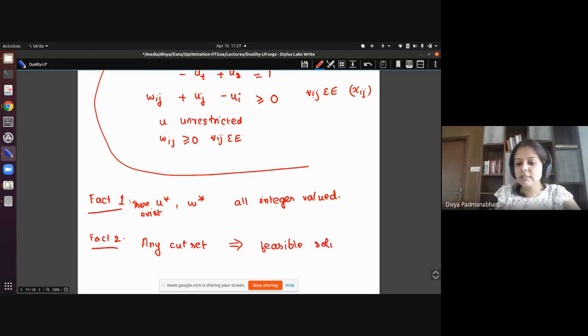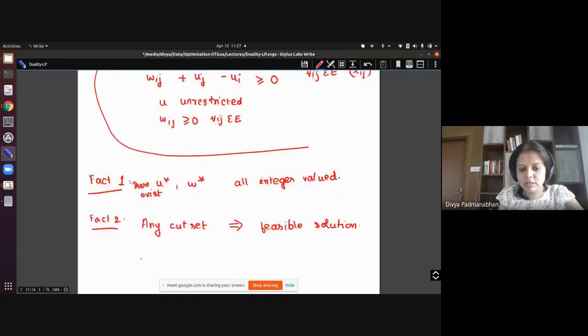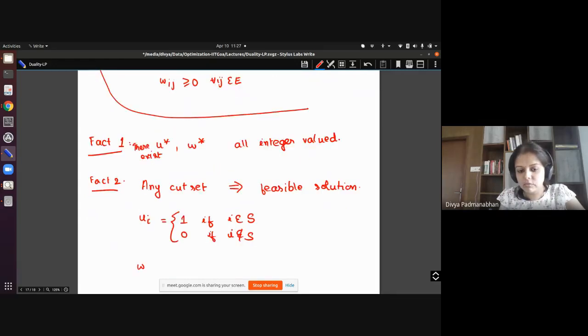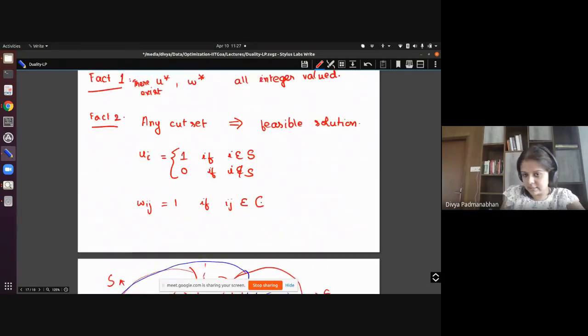Each cut set you take corresponds to a feasible solution. To show this, I'm going to use this representation where ui is equal to 1 if i belongs to the set S and 0 if i is not in S. And wij is equal to 1 if ij belongs to the cut set, which I'm going to refer to as C, and it is 0 if the edge does not belong to the cut set.